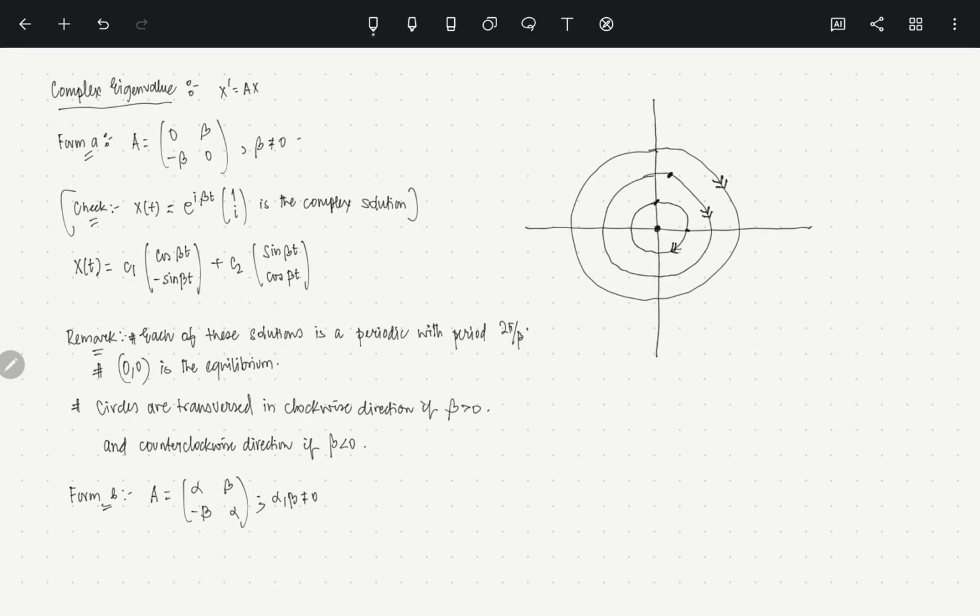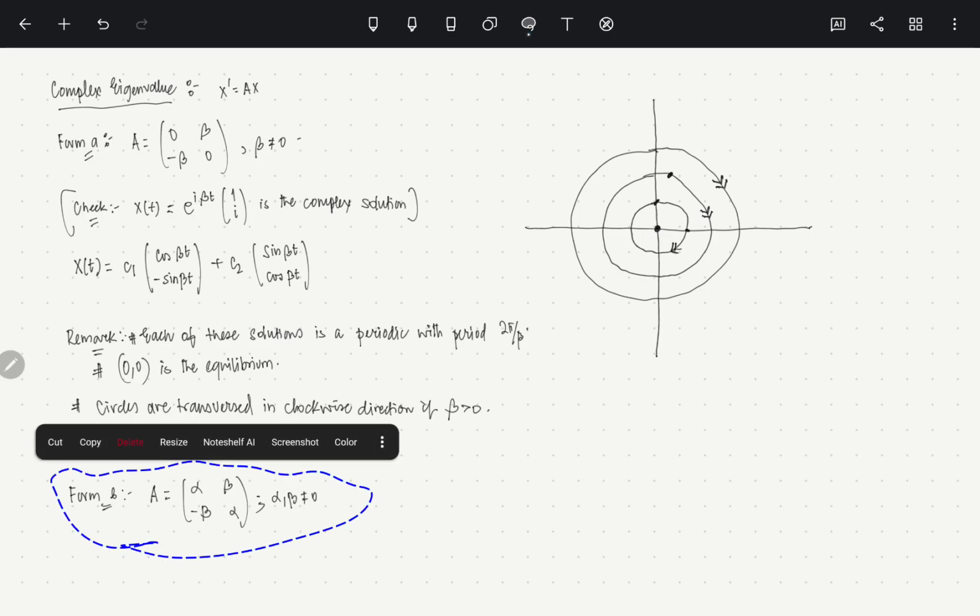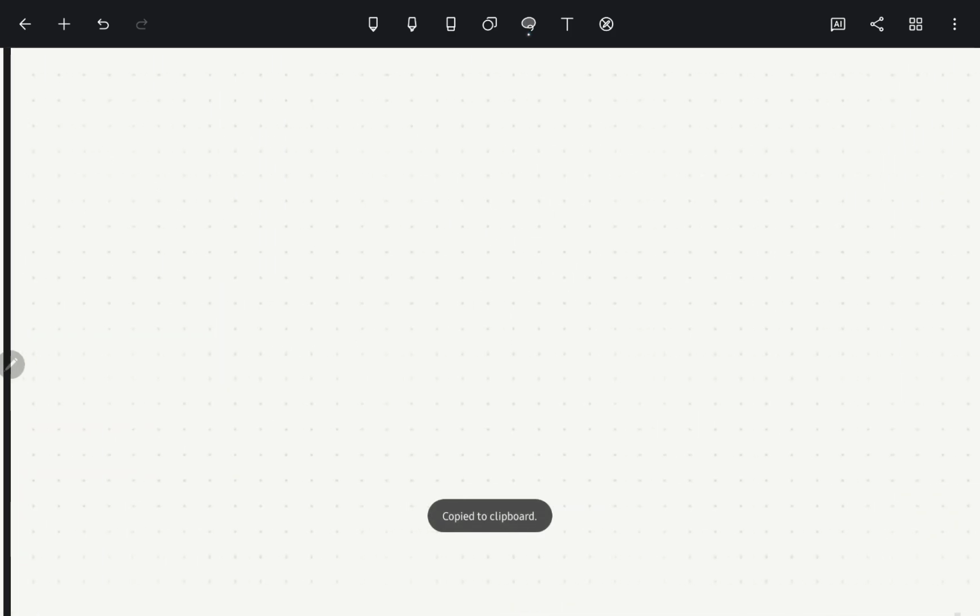Now we want to draw the curve. So maybe I can do it in the next page. It will be better for me. Next page. Let's do that. So case B. So what we have is this. In this case again, what is the general solution? Again, I am not solving it here. I am just writing the general solution. That will look like this.